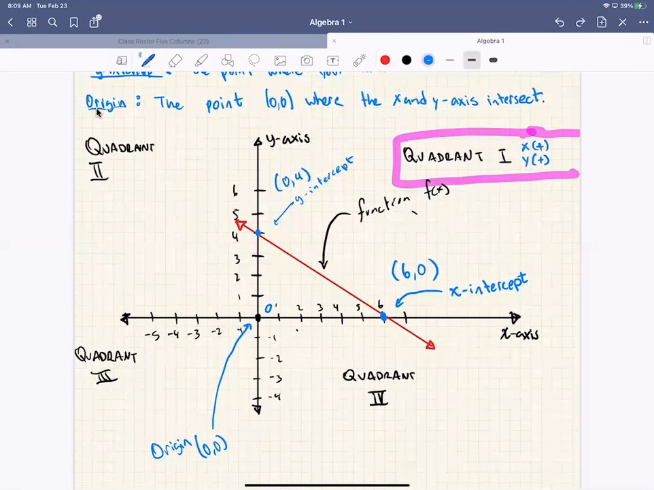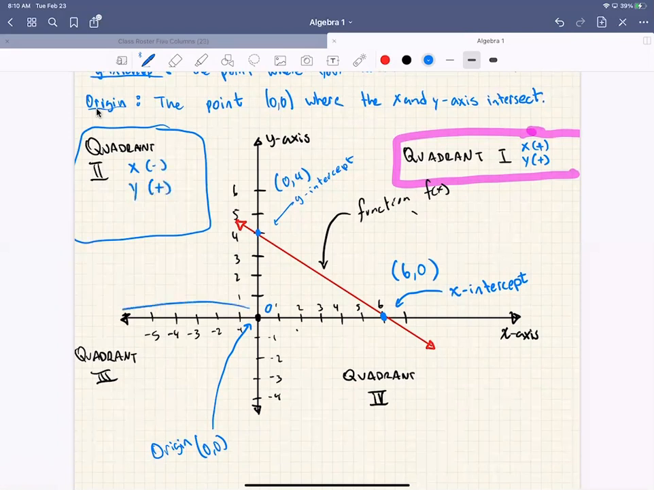When you go to quadrant 2, that's right over here, it becomes a little different. The x values now become negative. So x is negative, but the y values are still positive. If you're wondering what that is, well, look at these values over here. They're negative, but up here they're positive.